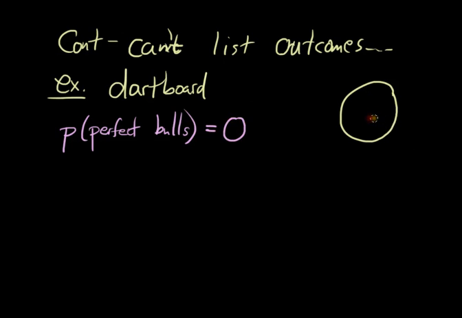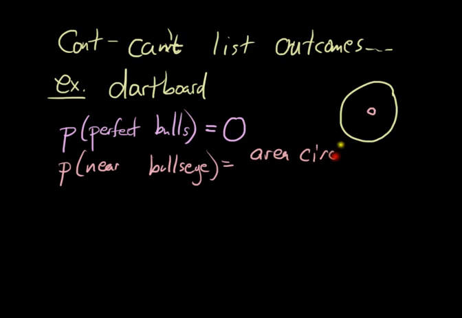Well, what if I make my condition a little less stringent? Instead of a perfect bullseye, I'm just going to put a little circle in the center and say, what's the probability of a near bullseye? Well, this one I can actually do because I don't have to hit one specific spot. I've got a little area to work with. And you can probably guess what the answer is going to be. It's the area of this circle that I'm wanting to hit divided by the area of the whole board.